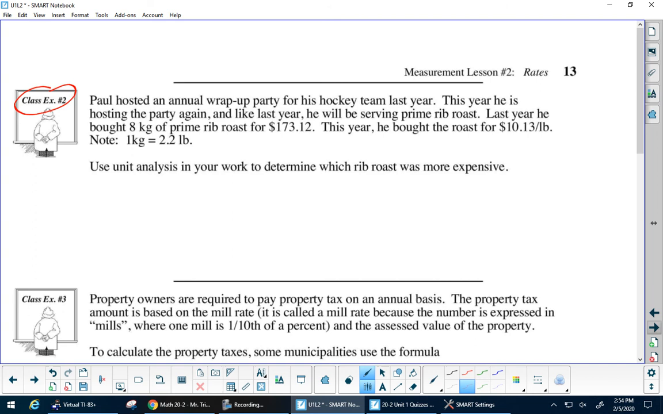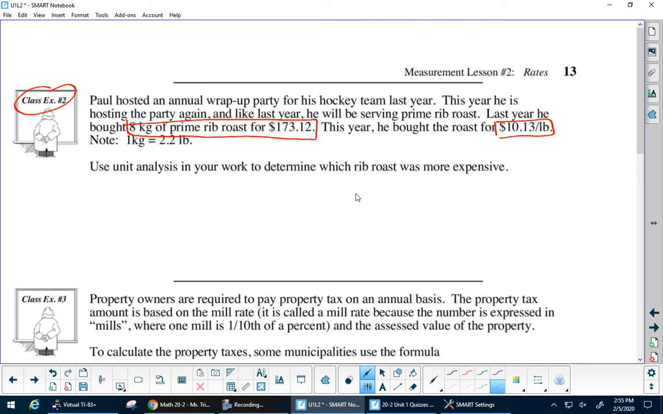Okay, so we know we're talking about rib roast. And the question is, use unit analysis to determine which rib roast was most expensive. So here's what we got: 8 kilograms of prime rib for $173.12. And then this year he bought it for $10.13 a pound. Many people could not figure this out, which one is a better deal, right? Because they're like, oh, I suck at math, someone tell me which one's better. What are we going to do to be able to see which is a better deal? Any strategies anybody's got?